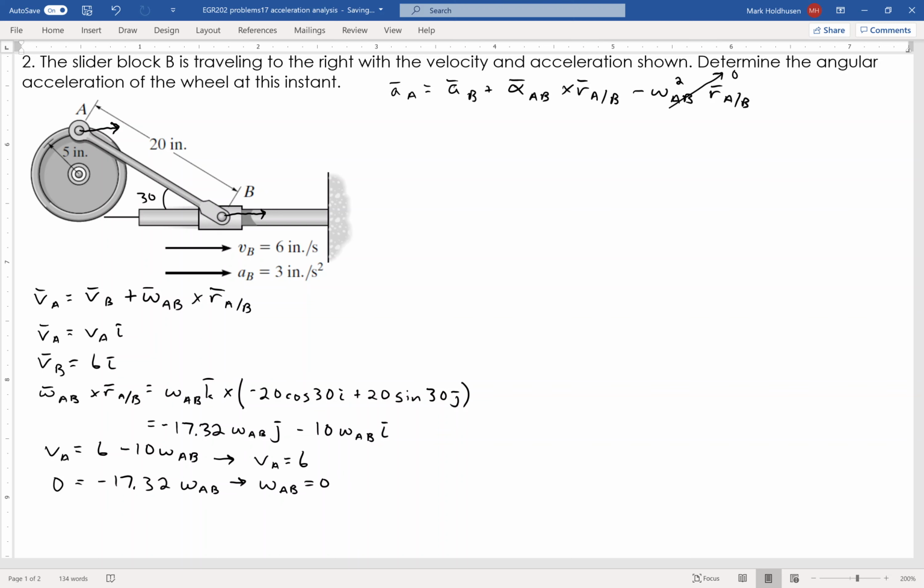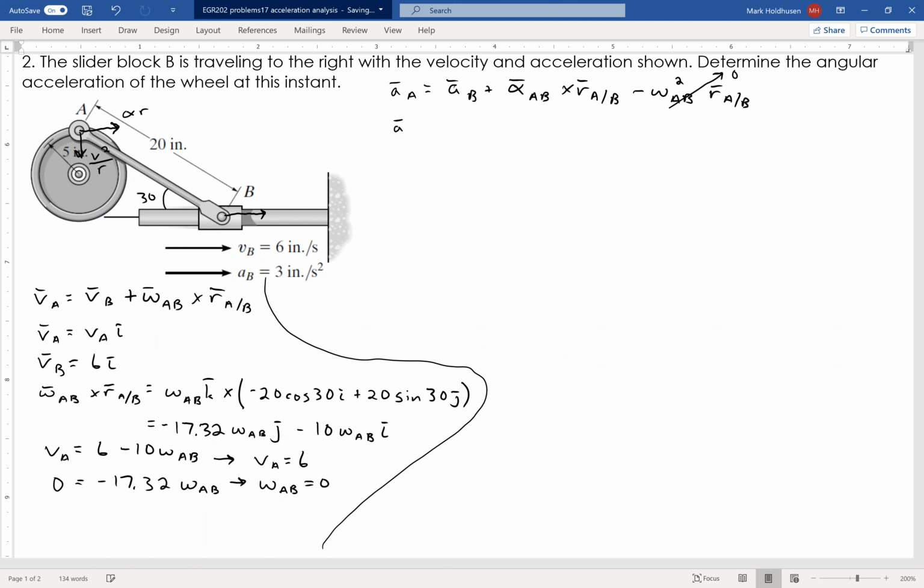So from this, I know this term goes to 0 up here because there is no omega AB. So now I'm going to step through each one of the accelerations now that I've determined what that is, just to keep things separate. Now again, I have two components of the acceleration of A, right? I've got alpha r here, and then I've got v squared over r there. Again, that's why I need the velocity of A as well.